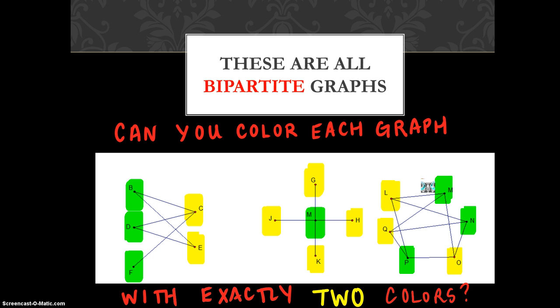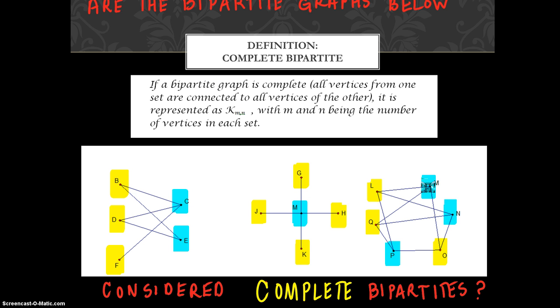Okay, that leads us to a new word that we're going to learn. It's called a complete bipartite. So for a graph to be a complete bipartite, that means that every yellow vertex must be connected to every blue vertex and vice versa. So take a look at these graphs and see if any of these graphs are complete bipartites. If they are, we name them with a capital K and then the number of vertices in each set.